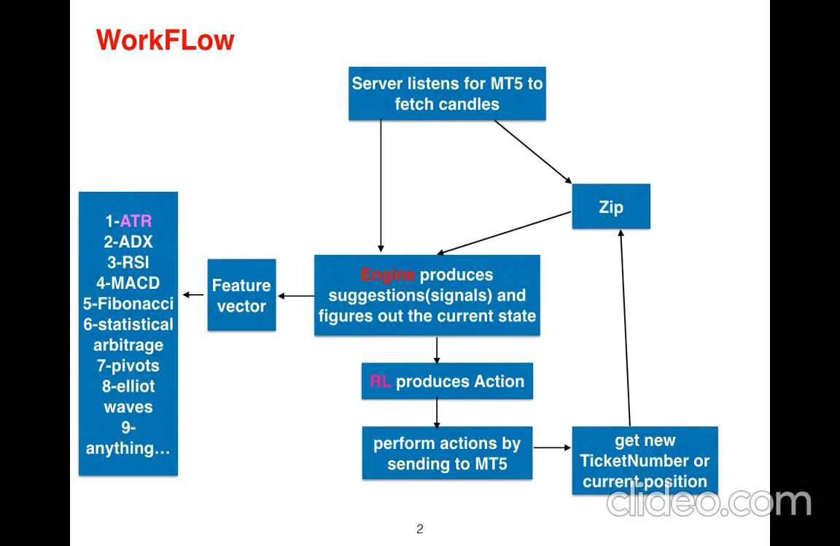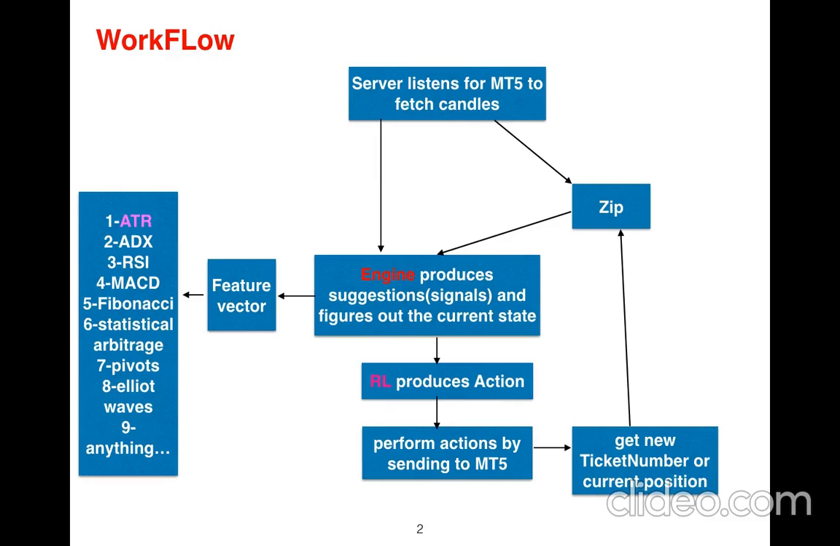Server listens for MT5 to fetch candles, and then your traditional algorithmic trading engine produces some suggestions, some signals, and figures out the current state. And then the reinforcement learner produces some action. Perform actions by sending to MT5 and then get a new ticket number or current position, and then we zip it with the latest candles. This loop continues forever.